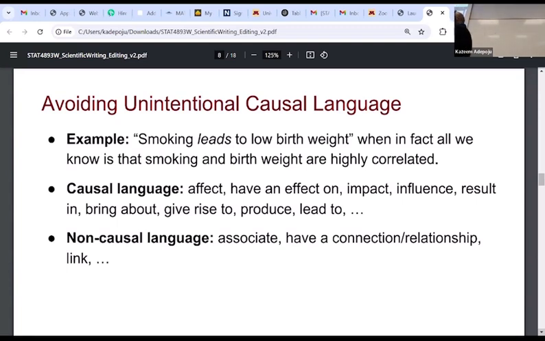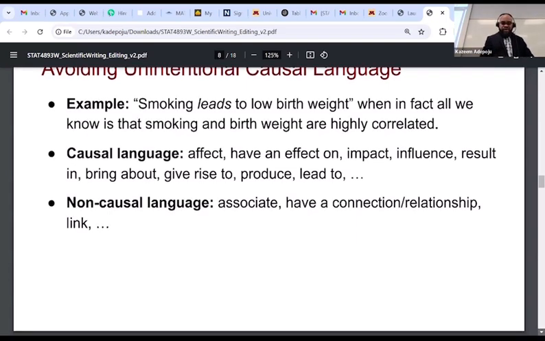Okay, then what are we going to use? It is better we use non-causal language. Non-causal language like association, there's an association, or there's a relationship, or it is related, stuff like that, or there's a link. I'm going to give so many examples on that.